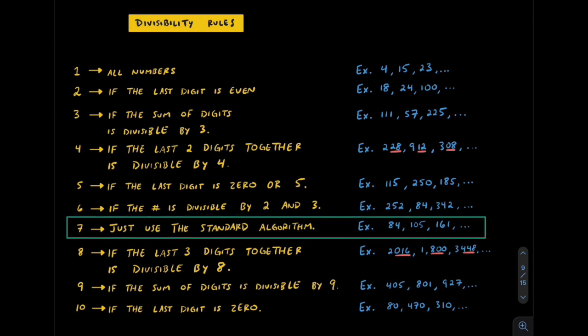This is the strange one on the list. While I could tell you a rule on how to do this, it's a little bit more complicated than all the other ones. To be honest, just using the standard algorithm for long division is probably going to be faster.